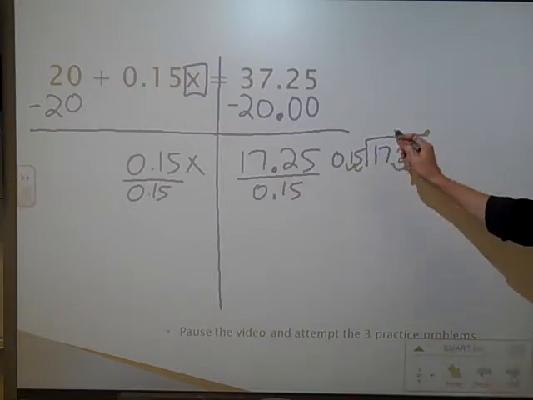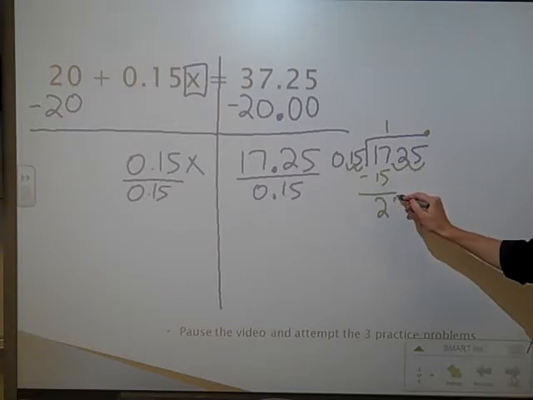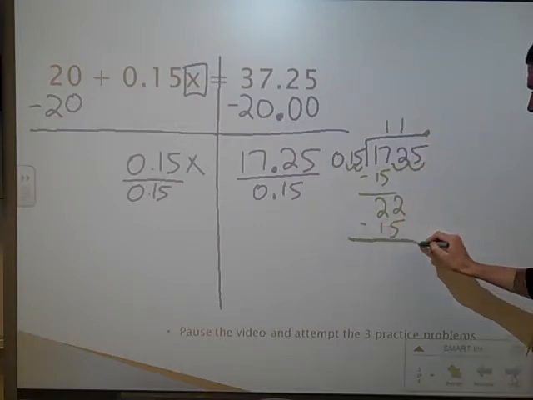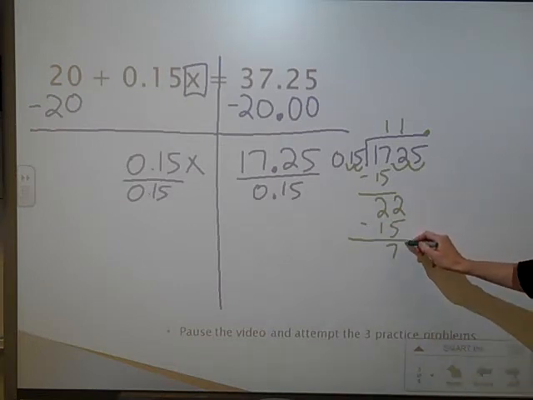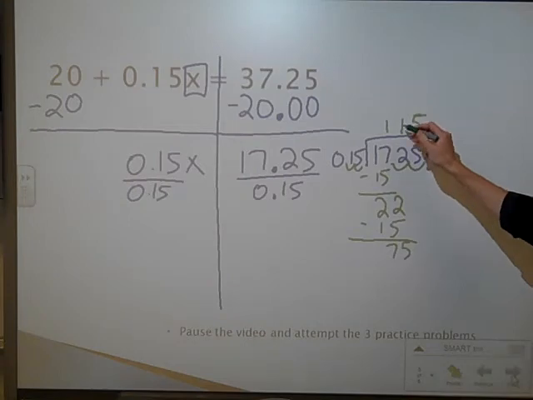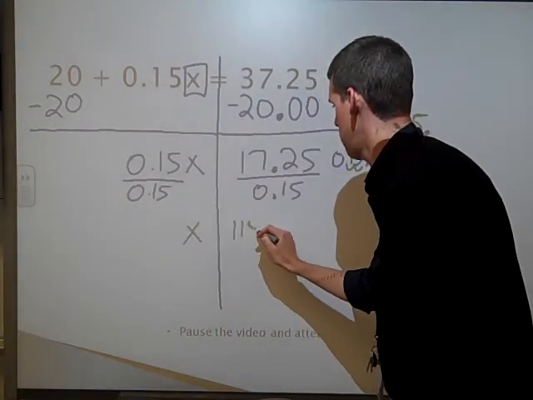15 goes into 17 once. Bring down my 2. 15 goes in there once as well. Subtract, I get 7. Bring down my 5. And then 15 goes into 75 5 times. And I get an answer of 115. So x is equal to 115.